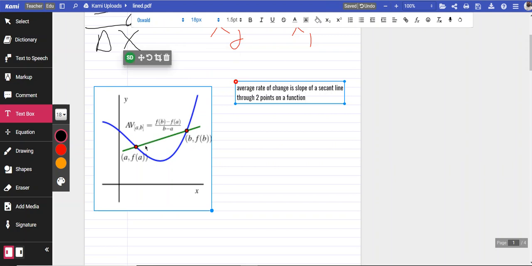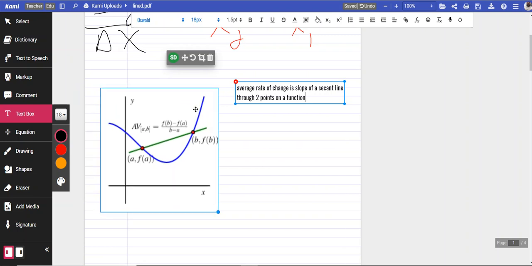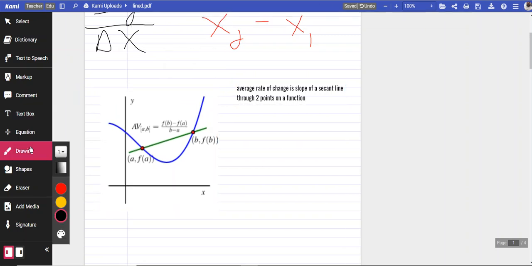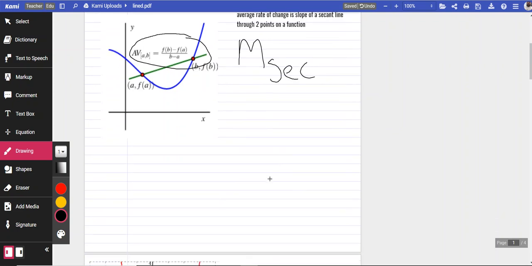Now, how you find the slope of the secant line, or the average rate of change, is this little formula right here. It's the slope of the secant line. It's f of b minus f of a all over b minus a. That's how you find the average rate of change, the slope of the secant line.